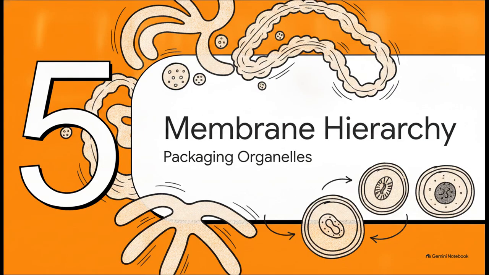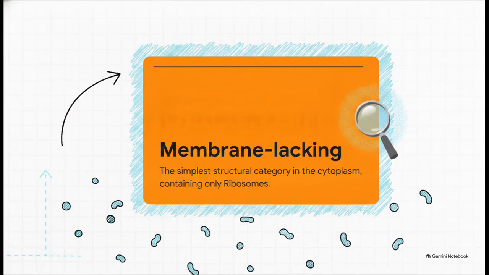Which brings us to Section 5, the membrane hierarchy, packaging the organelles. Let's see how this builds. Starting on the left side of the cytoplasm branch, we find the absolute simplest structural category, membrane lacking. According to our flowchart, this category contains only ribosomes. They operate entirely out in the open, essentially floating totally naked in the cytoplasm without any protective layer whatsoever.